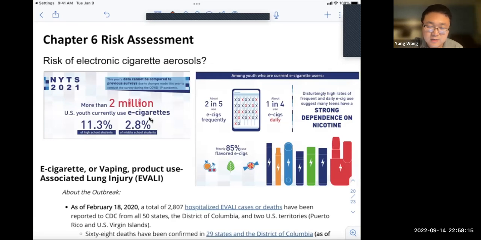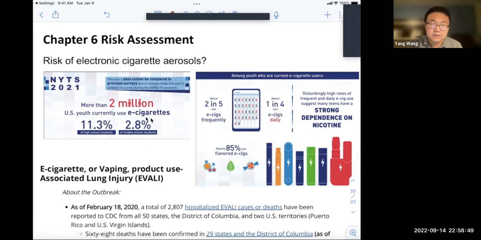But later on, these advertisements became more targeted at the younger generation, because vaping can generate a lot of smoke, and at the same time you can put a lot of flavors inside. For example, you can put menthol, apple, banana, different types of flavors. It becomes quite fashionable among the younger generation, and it's causing some problems.